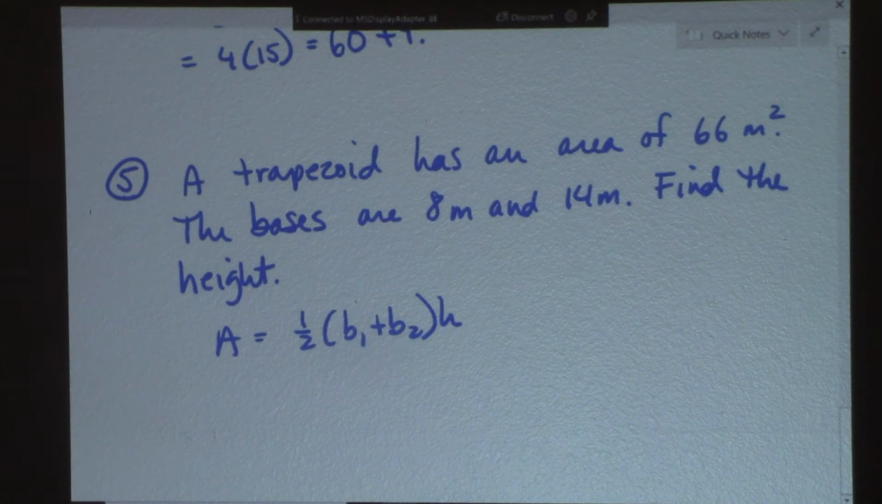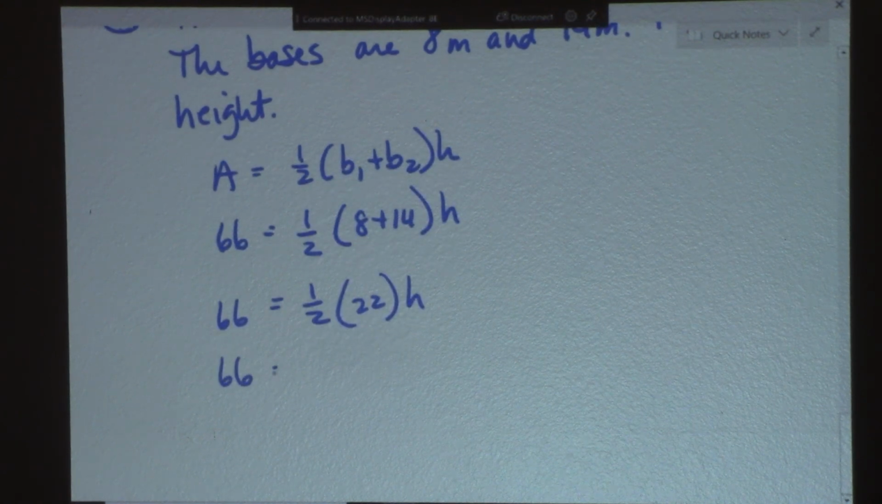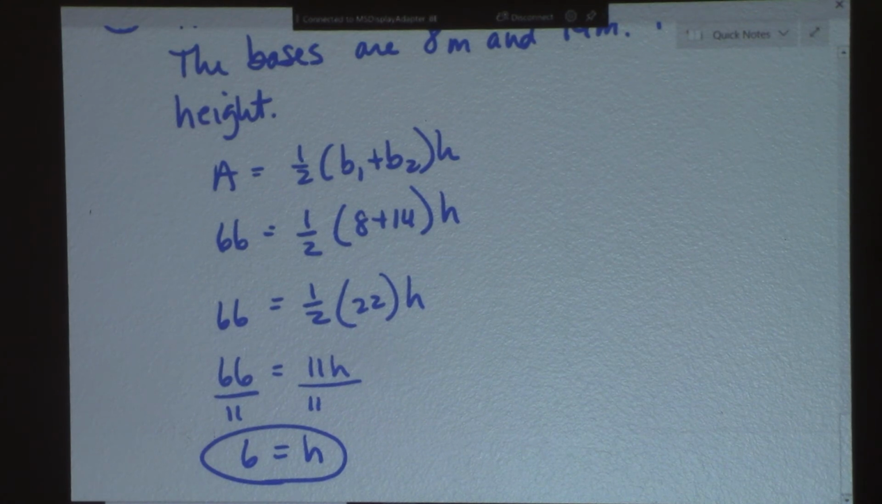Okay, so area here I know is 66. And my bases are 8 plus 14. And I just want to solve for the height. Okay, so we're still going to add inside. So 8 plus 14 is 22. Half of 22 is 11. And then I divide by 11 to get 6. So the height is 6. I hope everybody understands that okay.